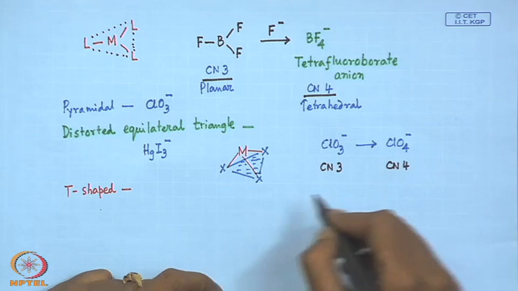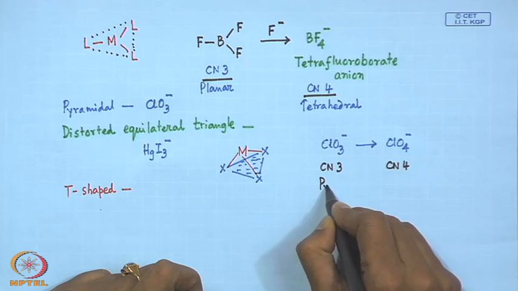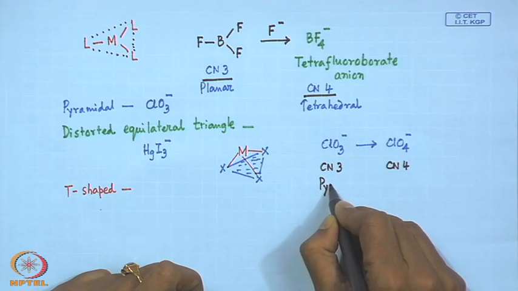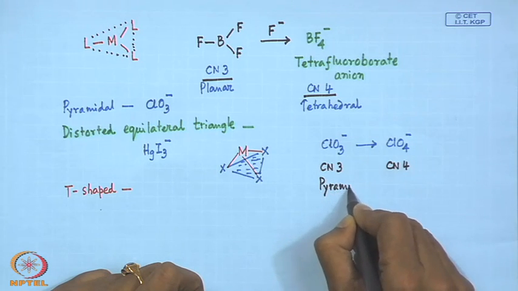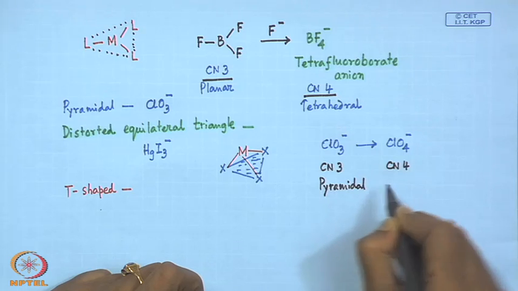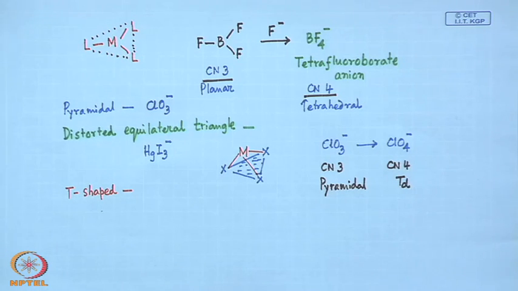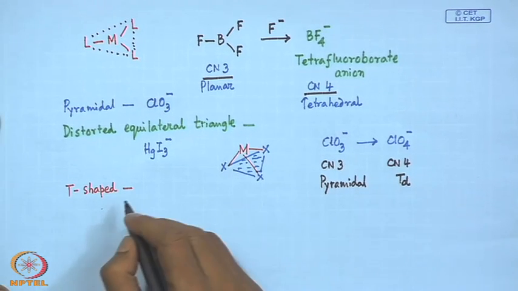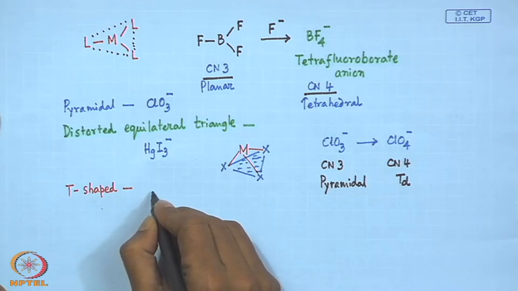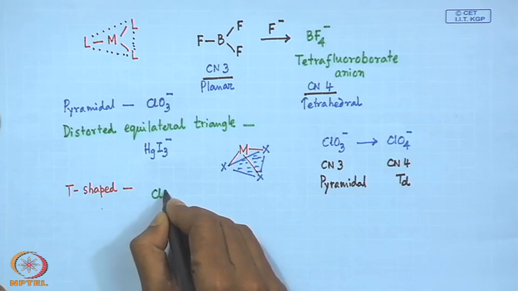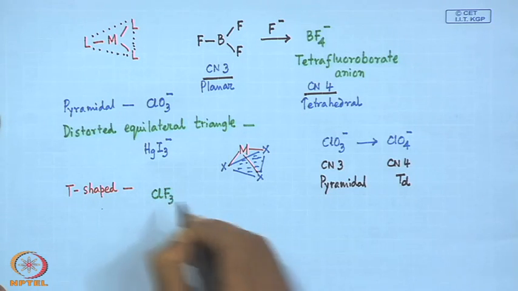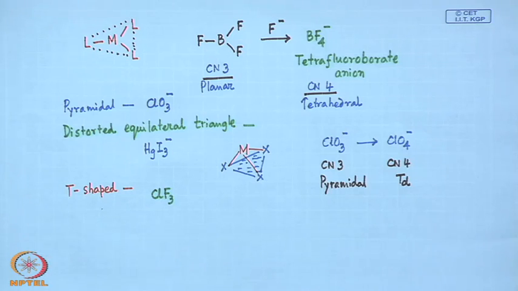Here, instead of planar structure, we have pyramidal to a tetrahedral geometry. So, the best example for an inorganic molecule having a T-shaped structure is ClF3.